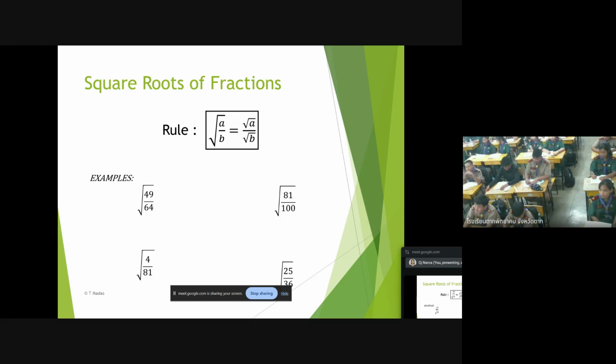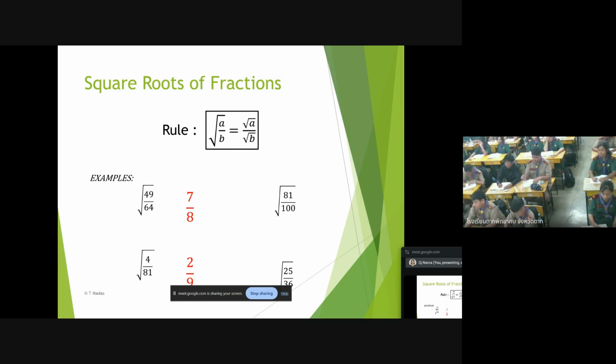So, go back to the original number. As you can see, square root of a fraction. We have 49 over 64. Based on the rule, we have square root of A over B. That indicates we need to get the square root of the numerator A, and get the square root also for the B. So 49 and 64. What is the answer? We have 7 over 8. How about this? 4 over 81. Square root only. 2 over 9. Okay, very good. How about this? 81 over 100.